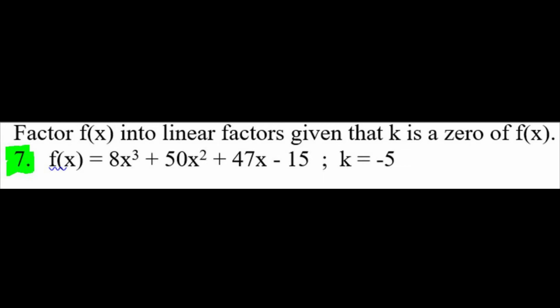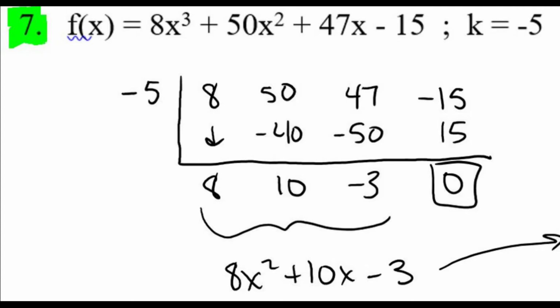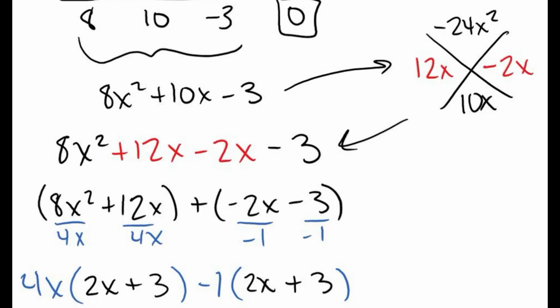Okay, so we take the -5, we line up all the coefficients, we do all this synthetic division, we get a remainder of 0, which is what we're meant to get because they said it is a 0. So then I take the 8, 10, and -3, and I just write what it is after I do the division. So it used to be a cubic, now it's going to be a quadratic. So you get 8x squared plus 10x minus 3. And then I'm just going to factor this because it's a quadratic, and we can factor quadratics pretty easily.